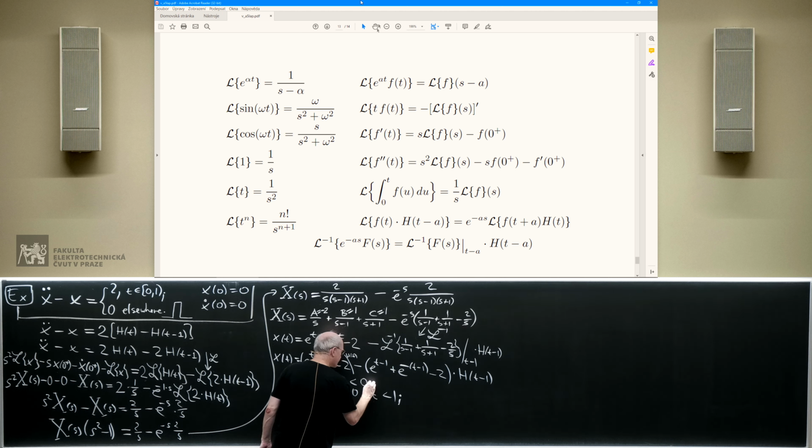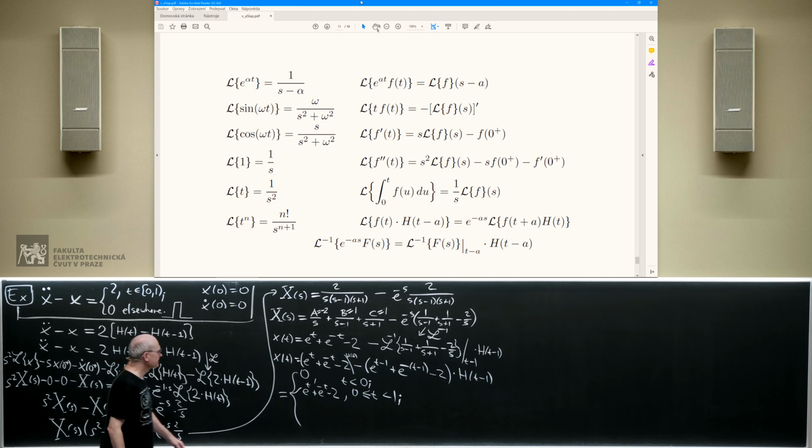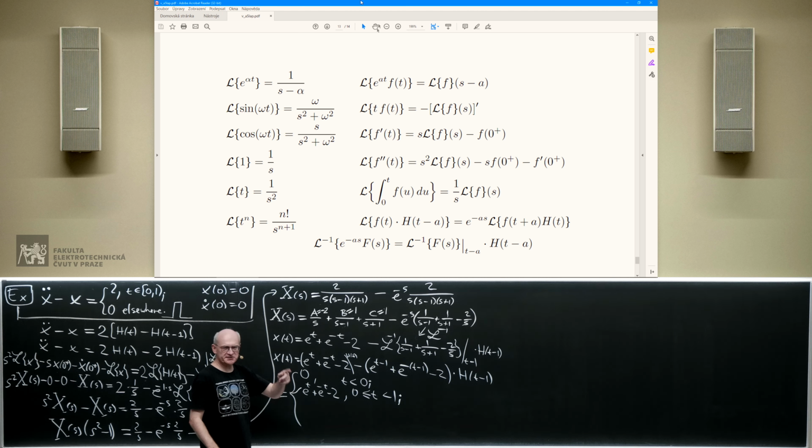Semicolon here, or something else. Just out of curiosity, this solution must be continuous. Is that true? What happens to this formula when time is 0? I put 0 here, 1 plus 1 minus 2 is 0. Yes, I have a nice continuity.